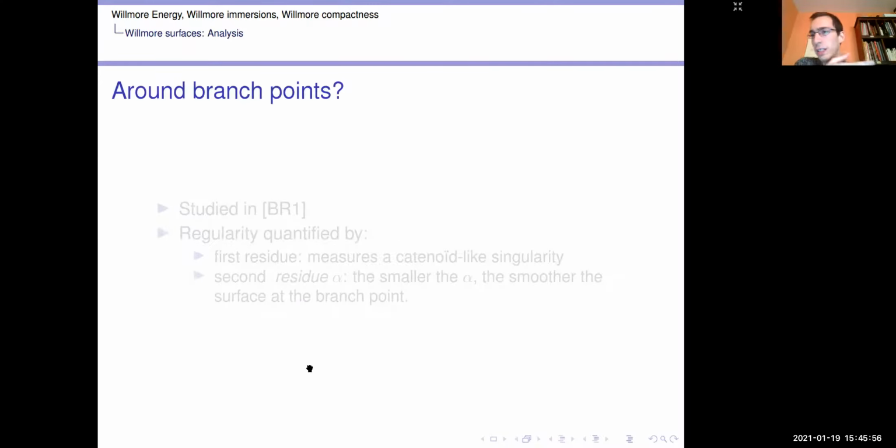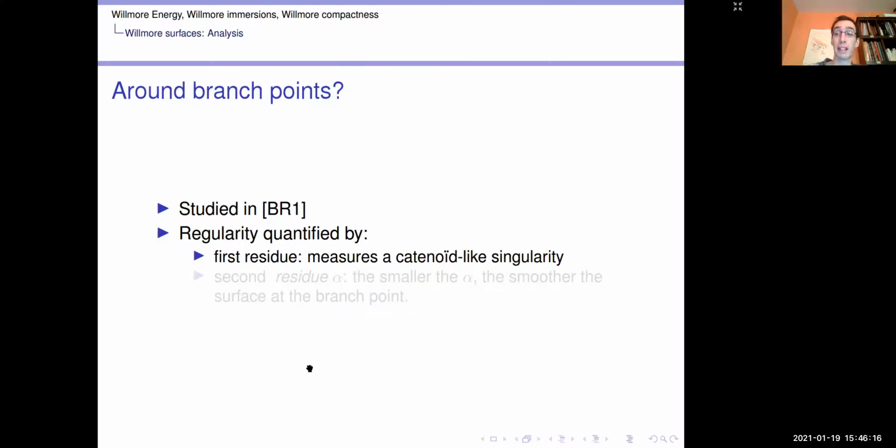Well, at the branch point, we need a specific analysis, and I will not have time to detail this here, but it was studied by Yann Bernard and Tristan Rivière, who said that at a branch point, our surface can be irregular. It's not necessarily smooth, but we can quantify how not smooth it is. The regularity is in fact quantified by 2 quantities. The first residue, which is truly a residue in the mathematical sense, and which tells us whether or not we have some catenoid-like singularity. And the second residue, which is not a residue in the mathematical sense, but which measures how smooth the surface is at the branch point. The smaller it is, the smoother the surface is.